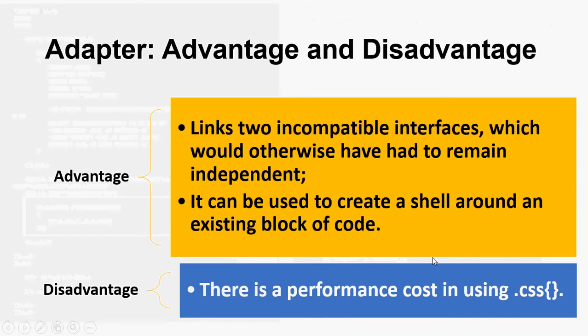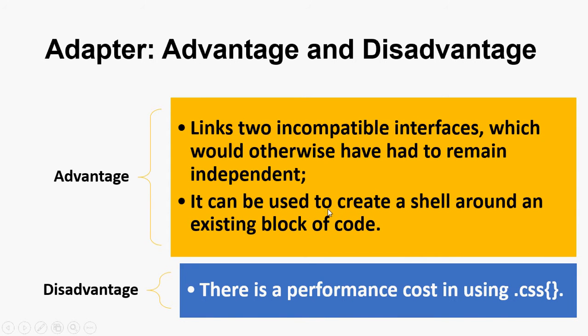So the advantages of using this adapter: firstly, it links two incompatible interfaces which could otherwise have to remain independent. And secondly, it can be used to create a shell around an existing block of code, such as a class, without affecting its core functionality. This makes the code reusable. We can adapt the shell to include additional functionality or modify the existing code if needed.